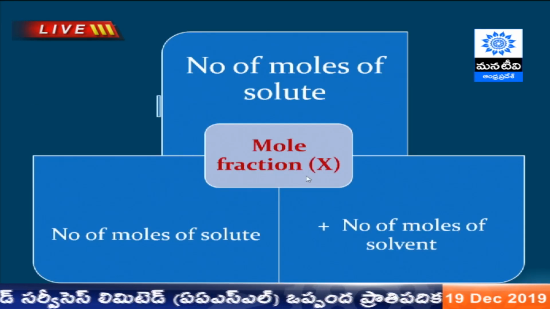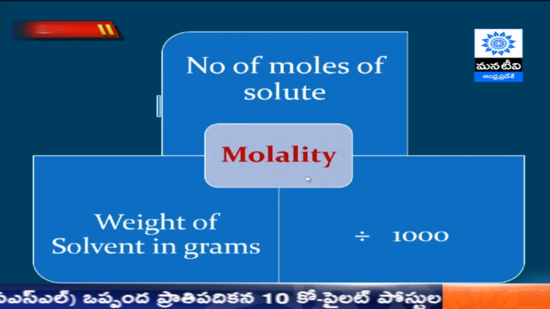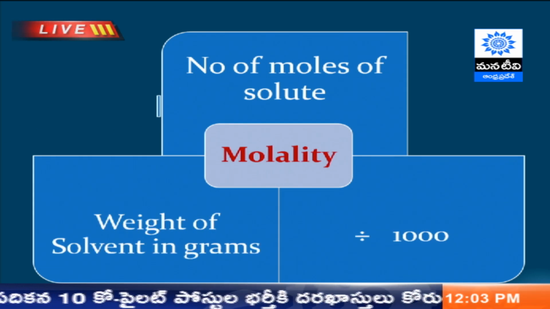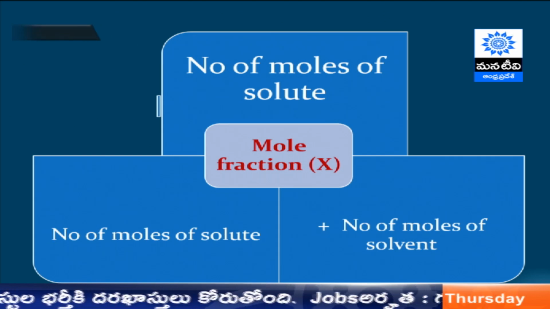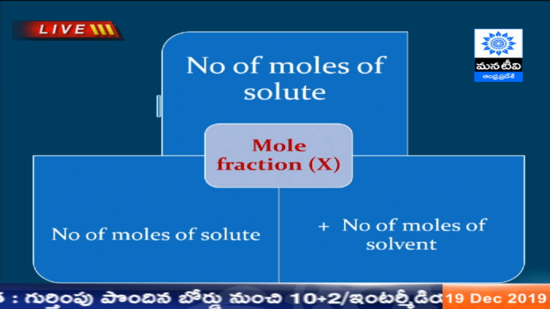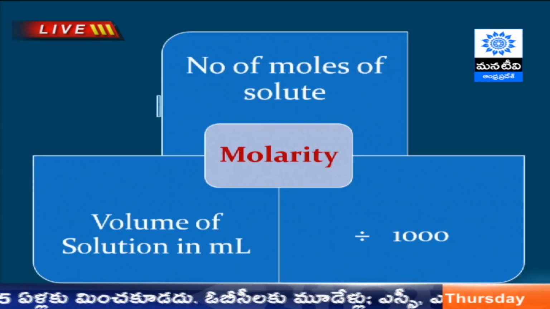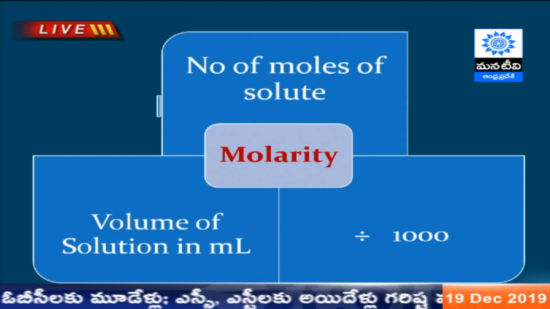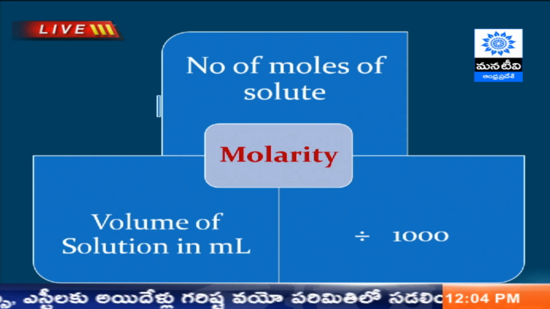Now, the ratio may be a mole fraction, it can be a molality, it can be molarity also. The number of moles of solute divided by the sum of the number of moles of solute and solvent will give the mole fraction, whereas molality is the number of moles of solute divided by the weight of solvent in grams further divided by 1000. Now, molarity also represents the concentration and it gives the number of moles of solute divided by the volume of solution in ml divided by 1000.